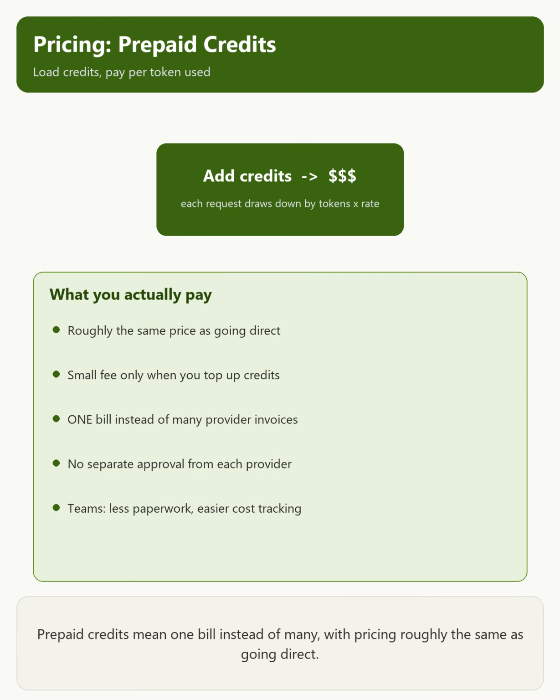Let's talk money. OpenRouter uses a prepaid credit system. You load credits into your account, and each request draws them down based on the tokens used and the model's rate. You pay roughly the same as going direct, plus a small fee when you add credits. The big win is one bill instead of many, and no need to get approved by each provider separately. For teams, that means less paperwork and far easier cost tracking across every model.